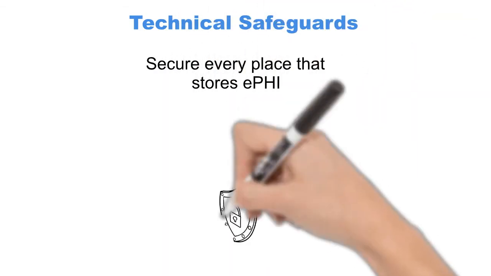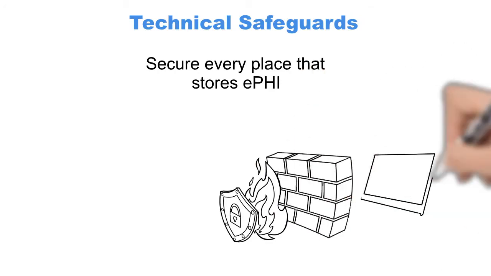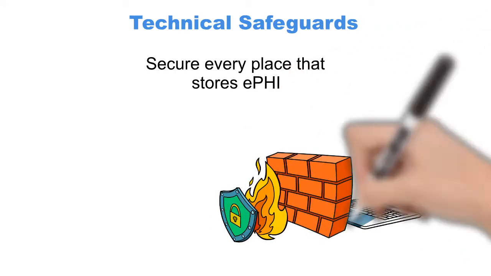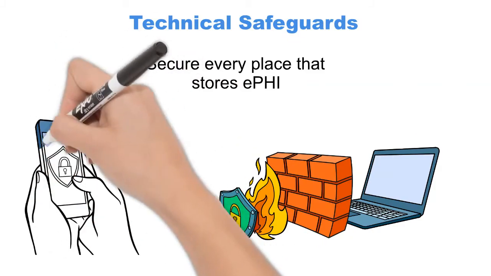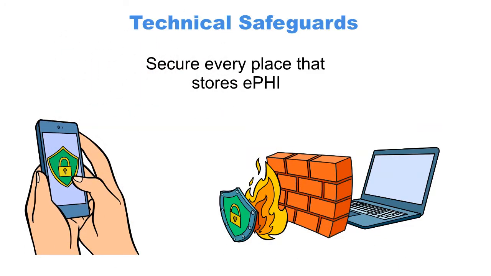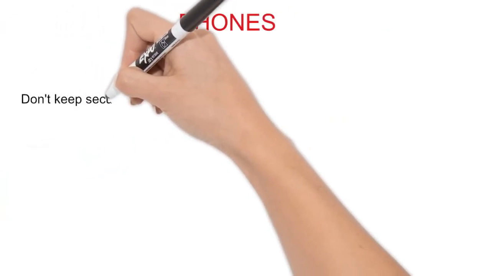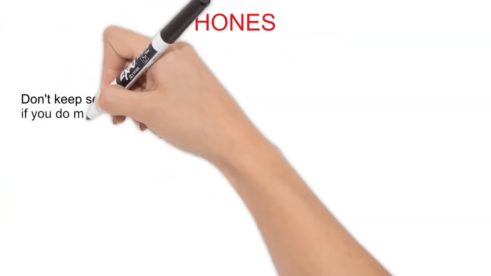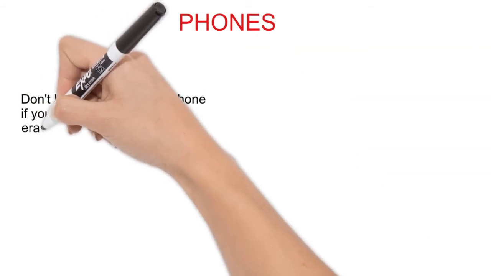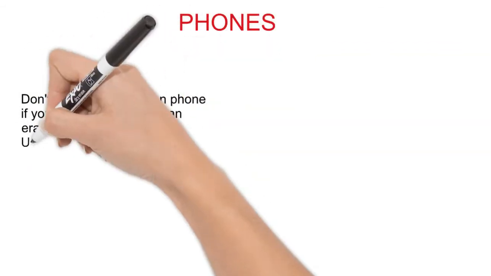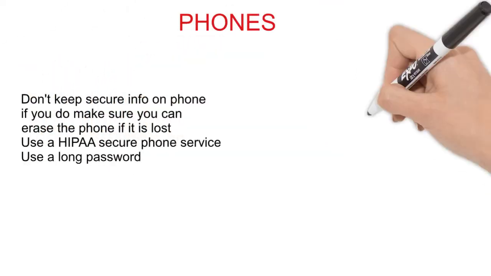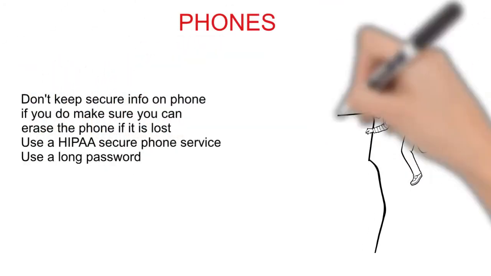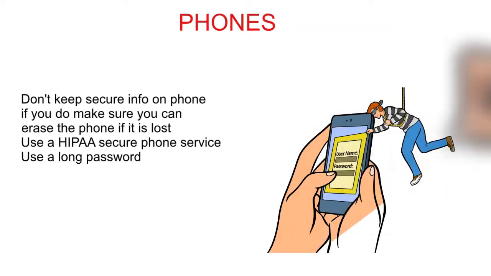Technical safeguards. This is more your electronic protected health records or information. So your phones, your computers, anything electronic that you're utilizing. Let's start with phones. I mean, your best practice is not to keep any sort of secure information on your phone, but if you do, you need to make sure that you can erase the phone if it's stolen, and that you have other security on there, such as a really strong password.